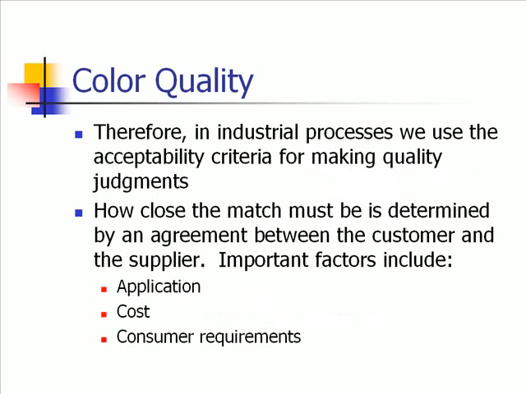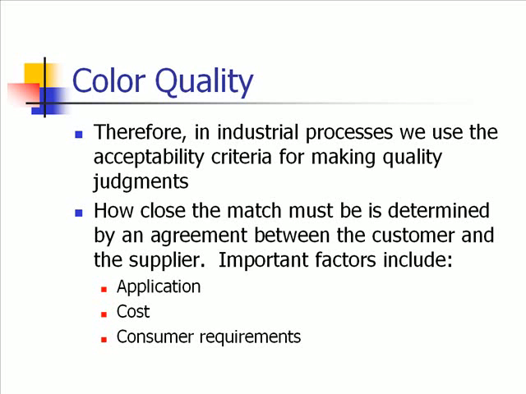In industrial process, we use the acceptability criteria for making quality judgments. So somewhere along the line between yourself and your customer, you need to somehow determine what makes the product acceptable, whether it's color or anything else. In color, we need to determine how close the match must be, determined by an agreement between the customer and the supplier.